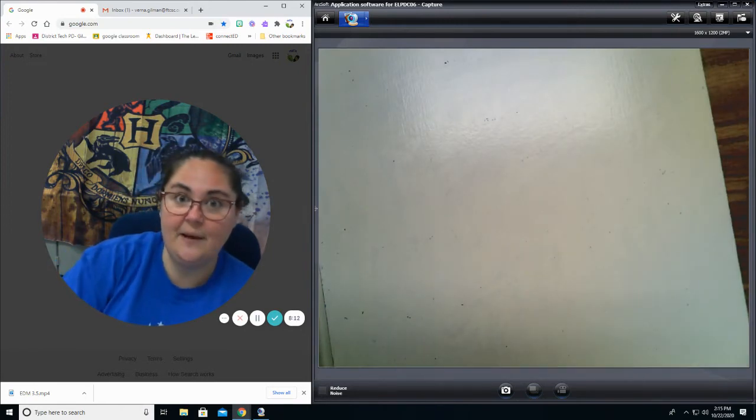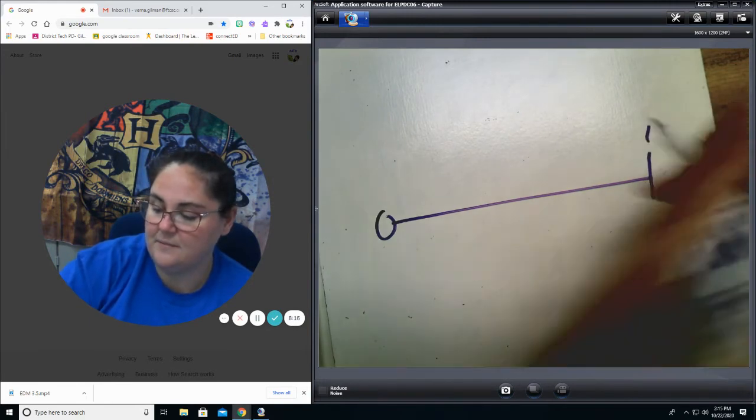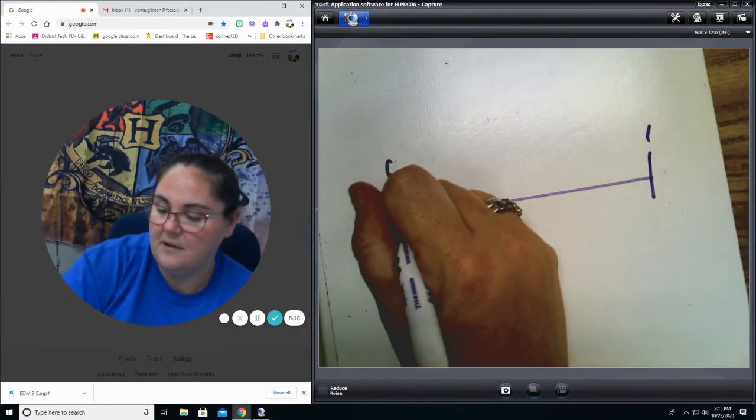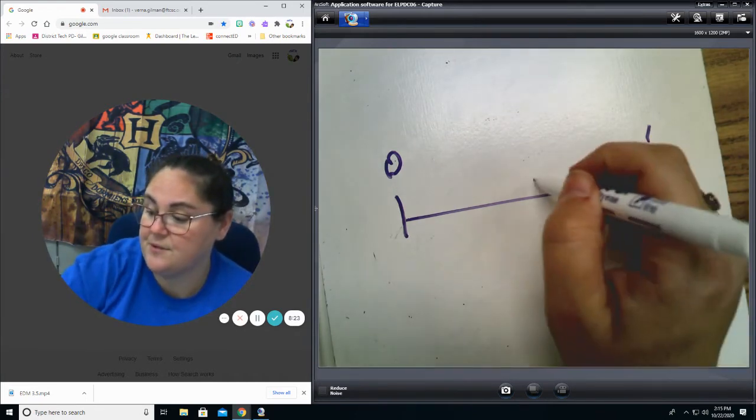Another way to do it is think about a number line. So if I go from 0 to 1, so here's 0, here's 1. I'm going to separate it into eighths first.